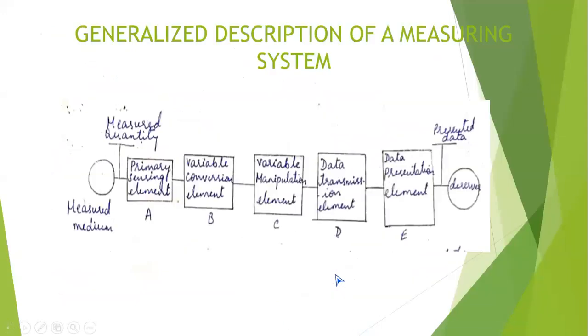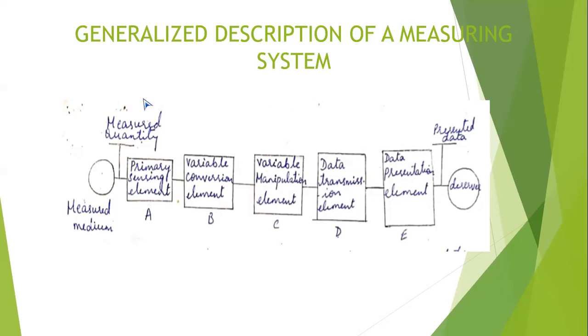Next, come to the point: the generalized description of a measuring system. This is very essential for all types of measurement, whether pressure, temperature, voltage, or electrical current. The 5 stages, from A to E, are very, very important. That is the generalized description of a measuring system. Here, the primary sensing element receives the input and feeds it to the second stage, the variable conversion element.